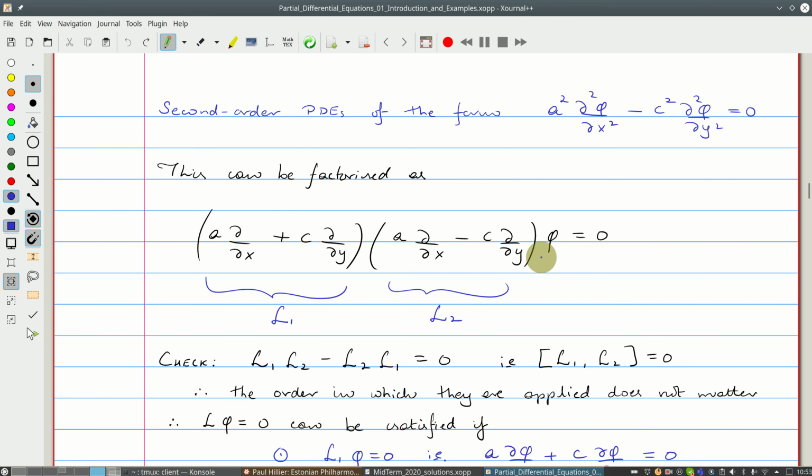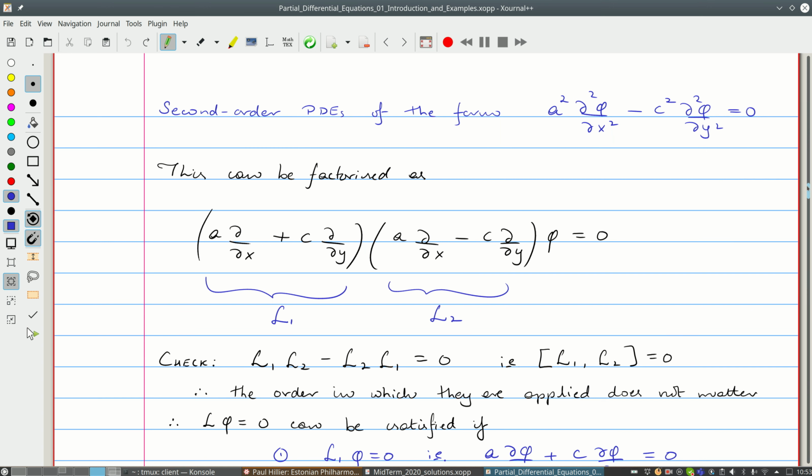Please check this. Also verify that these two operators commute. So L1 L2 minus L2 L1 is 0. In other words, the commutator bracket of L1 and L2 is 0. Therefore, the order in which you apply L1 and L2 does not matter.